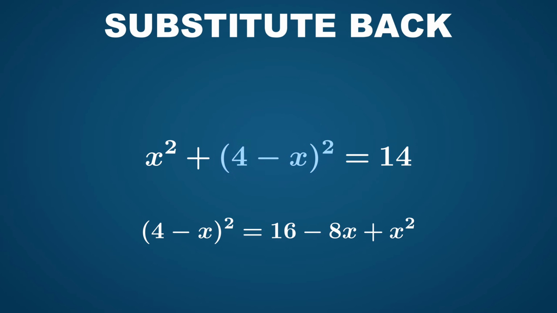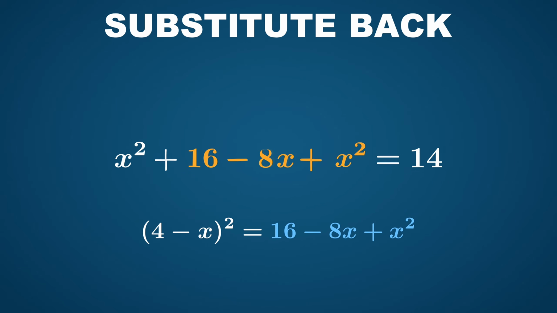We will now take this expanded form and substitute it back into our main equation in place of the parenthetical term. The original substituted equation began with an x squared. We write that x squared down first. Following that, we add the expanded form we just calculated. We add 16 minus 8x plus x squared, and all of this remains equal to 14 on the right side. Our updated equation reads x squared plus 16 minus 8x plus x squared equals 14.